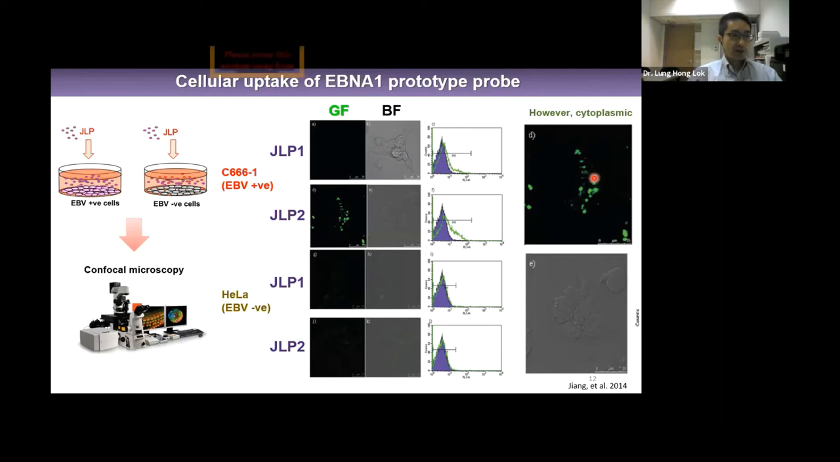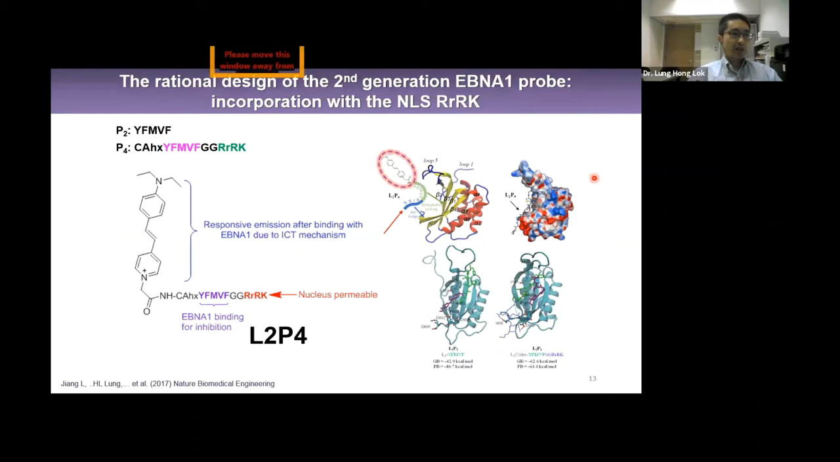So this is the reason why we further modified our abnormal targeting peptide with the addition of 4 amino acids. Okay, it's called an NLS, the nuclear localization signal motif. Okay, and this RRK is further incorporated into the abnormal targeting peptide at the C terminal end. And this compound is L2P4 that I previously showed you before. Okay, so it's conjugated with a small molecule which can emit fluorescent signals. So let's see whether it can help the nuclear permeability. So this is the result of confocal imaging.